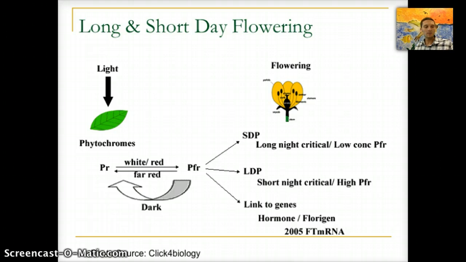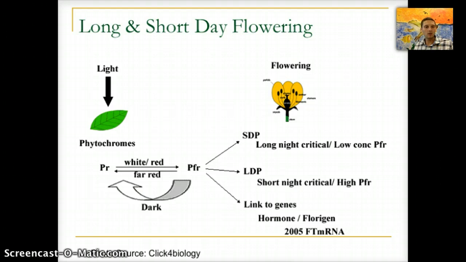When the phytochrome absorbs red light at 660 nanometers, it switches its form from PR to PFR. So it's a conversion from PR to PFR. When it absorbs far red light, it switches from PFR to PR. The PFR form is the active form of the protein, and that's actually what's going to cause the flowering. But the PR is more stable than the PFR. It has a better stability and won't be broken down.